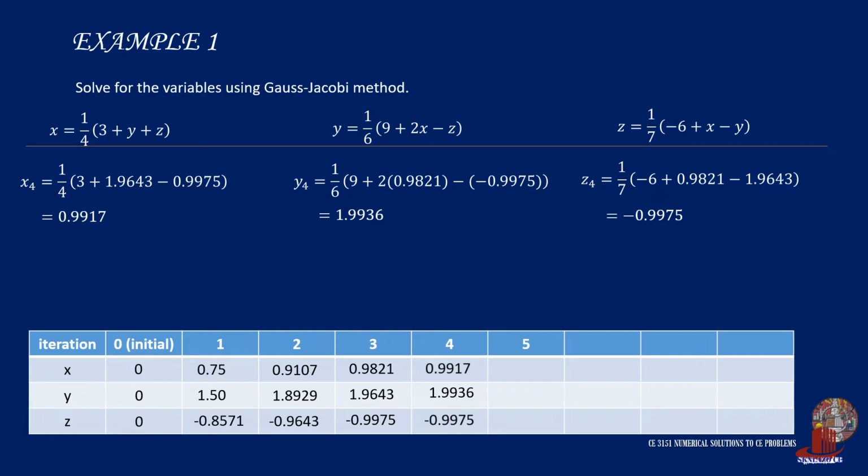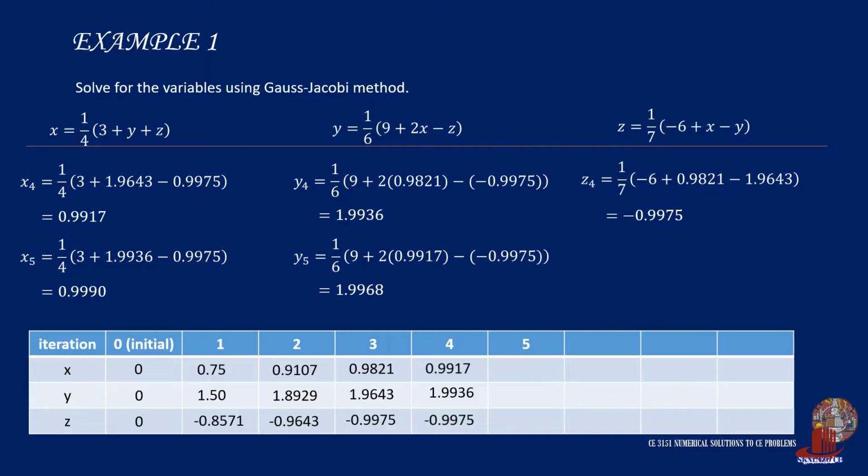The fifth iteration can be solved starting with x sub 5 as 1/4 of 3 plus 1.9936 minus 0.9975, giving 0.9990. Y sub 5, on the other hand, is equated as 1/6 of 9 plus twice of 0.9917 less negative 0.9975, or that is 1.9968. Z sub 5 is 1/7 times negative 6 plus 0.9917 minus 1.9936, simplified as negative 1.0003.